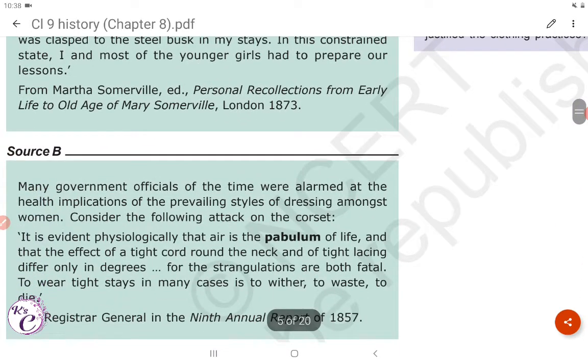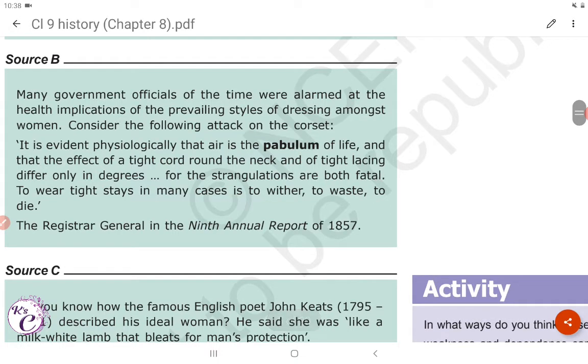We have another source, source B. Many government officials of the time were alarmed at the health complications of the prevailing styles of dressing amongst women. Consider the following attack on the corset. "It is evident sociologically that air is the pabulum of life, and that the effect of a tight coat round the neck and of tight lacing differ only in degrees, for the strangulations are both fatal. To wear tight stays in many cases is to wither, to waste, to die."